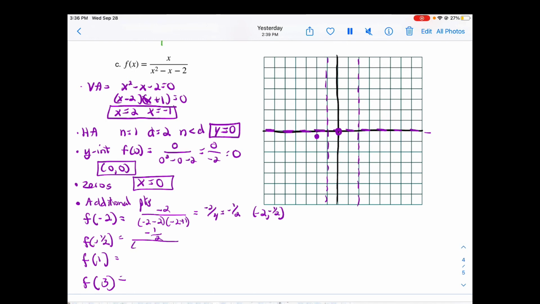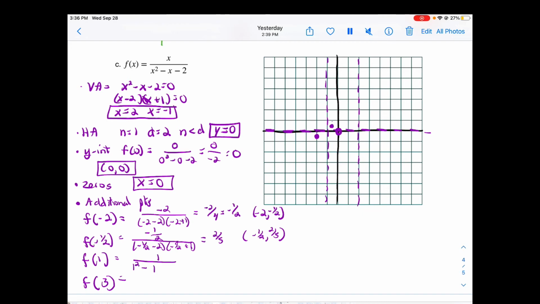My first additional point is -2, -1/2. Plot that on my graph. Now notice I can plug this into my original equation or into my factored equation. I chose my factored form because it's easier for me to work with fractions with subtraction and addition than it is with squaring, but you could do either one. And so I got -1/2 and 2/5. So I'll plot that on my graph.